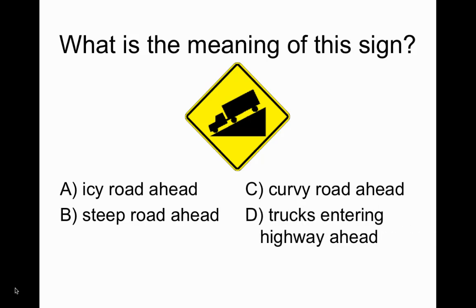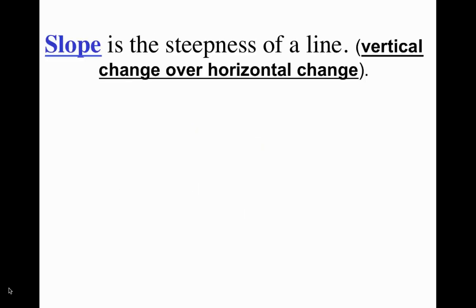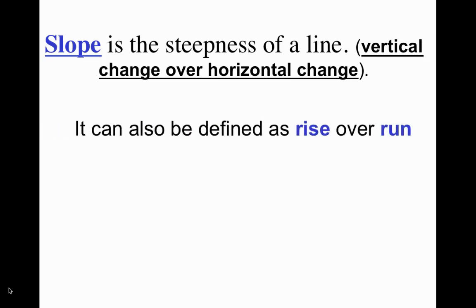What's the meaning of this sign? Looks like it's a steep road ahead. Slope is the steepness of a line. It's the vertical change over horizontal change. It can also be defined as rise over run. And this is the slope formula, the difference between the y's over the difference between the x's.